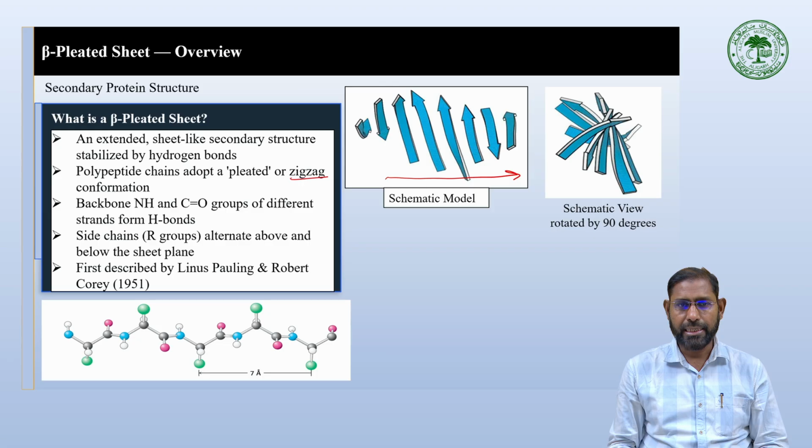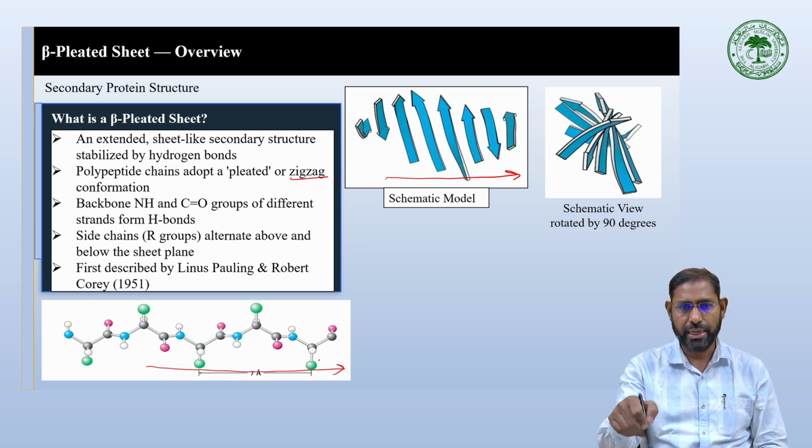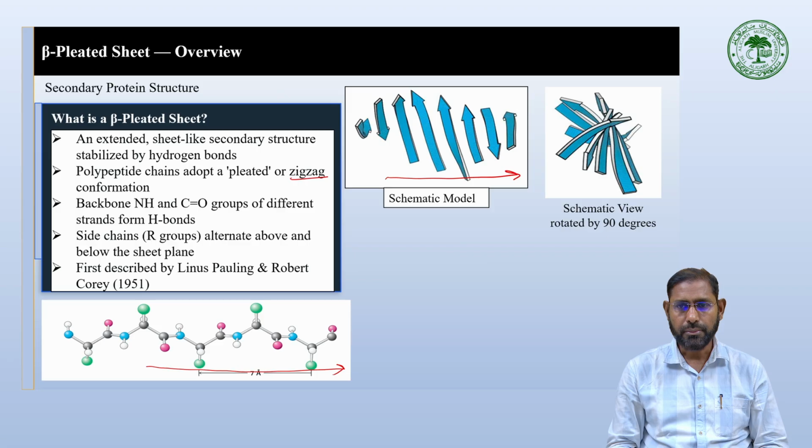The backbone NH and CO groups of different strands form hydrogen bonds. Side chain R groups alternate above and below the sheet plane, and it was first described by Linus Pauling and Robert Corey in 1951. It's like a sheet structure. You also see this is a sheet structure. It is straight, no coil, no turn, and this is a 90-degree rotated view of beta sheets.